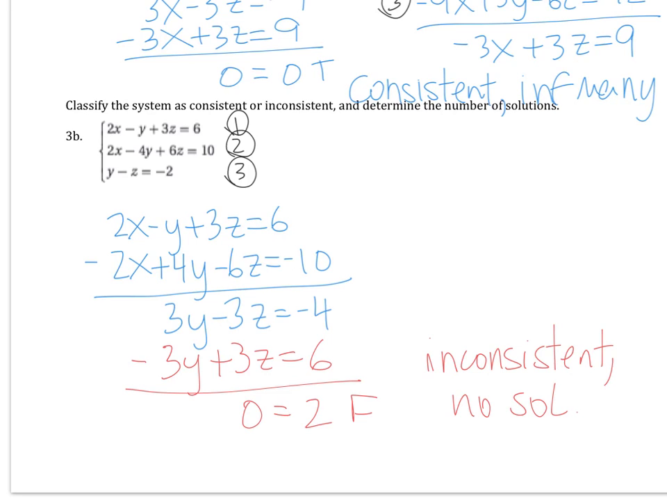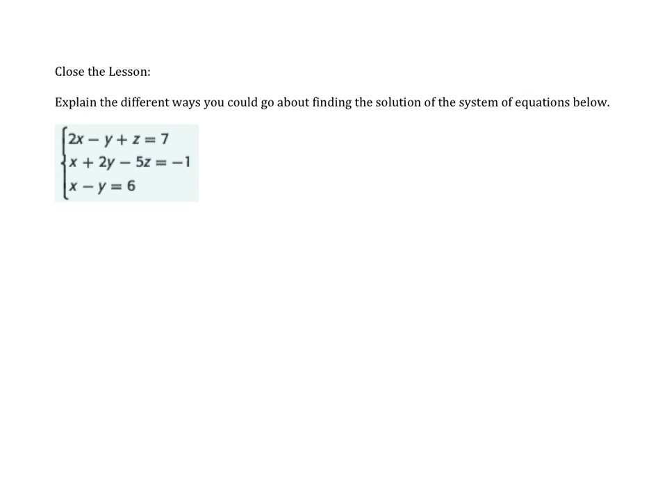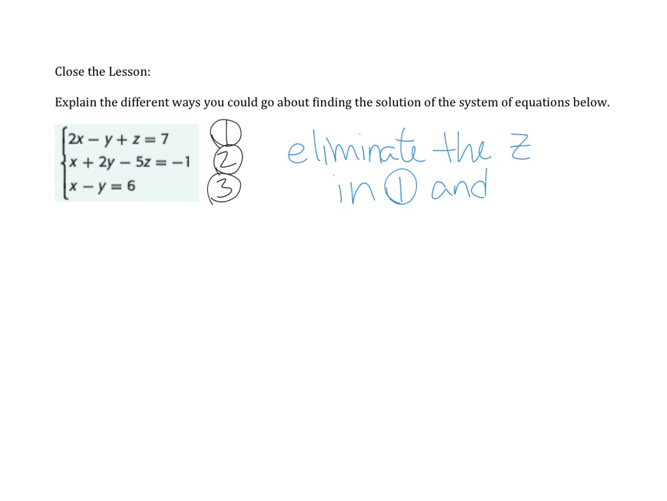And we have just the closing. Explain the different ways you could go about finding the solution of the system of equations below. Could basically eliminate the z in equations 1 and 2. So let's go ahead and do that.